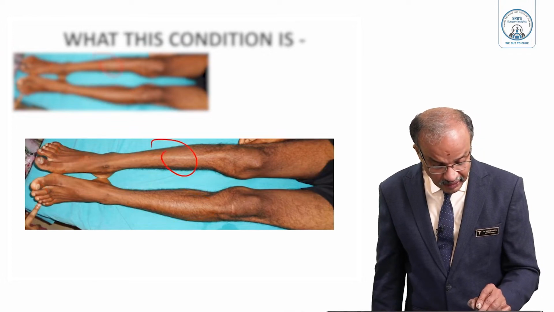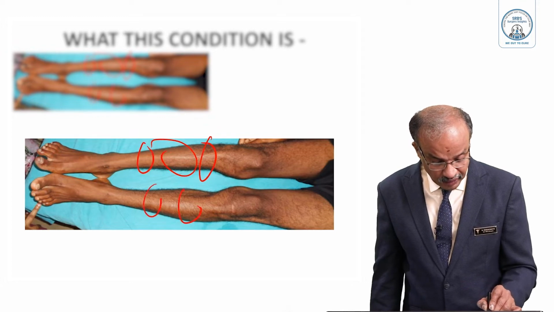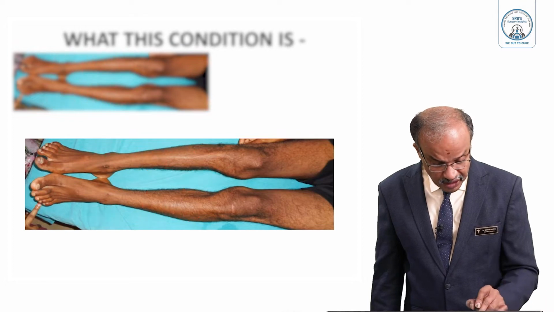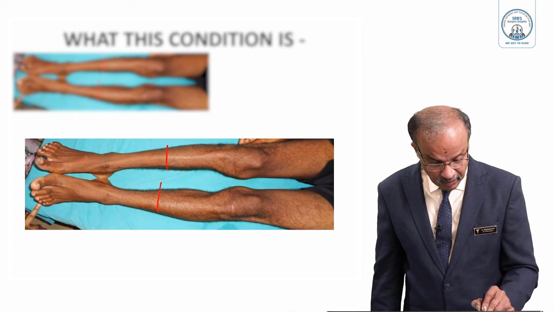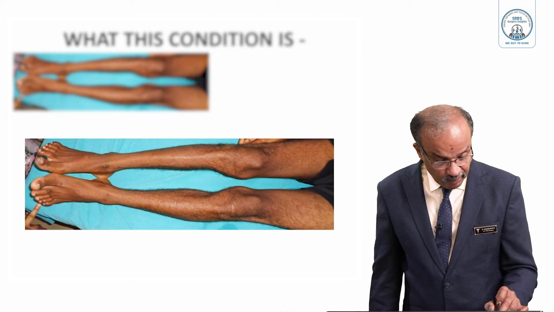See the girth here. See the girth of the limb. Here you will compare this one, right to the left. This is the left side. This is the right side. See that there is a wasting here. You can see that. You can compare this one. There is wasting, loss of hair, thinness of the skin, brittle nail.